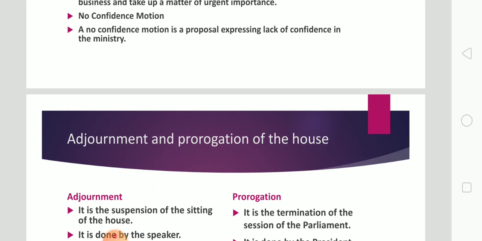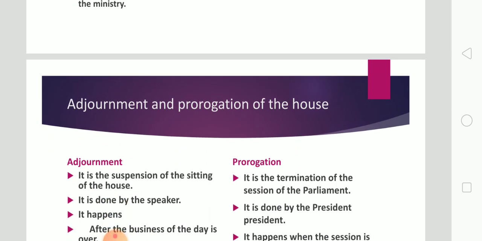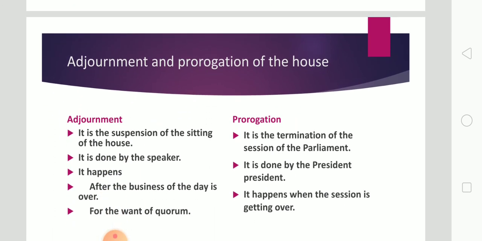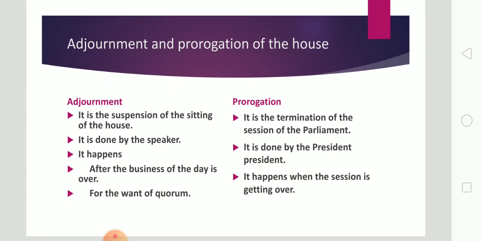Then the last topic is adjournment and prorogation of the House. Adjournment of the House and adjournment motion are different. The first term, adjournment. Adjournment of the House means the suspension of the sitting of the House. Prorogation means the termination of the session of the Parliament. This is the main difference between adjournment and prorogation. Adjournment is the suspension of the sitting of the House, whereas prorogation is the termination of the session of Parliament.